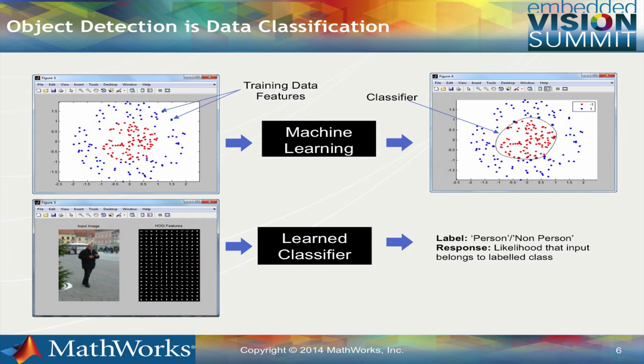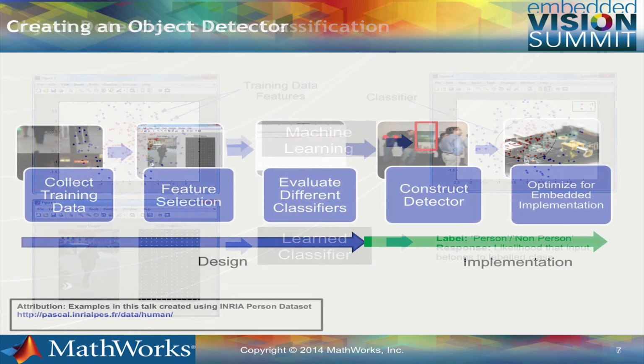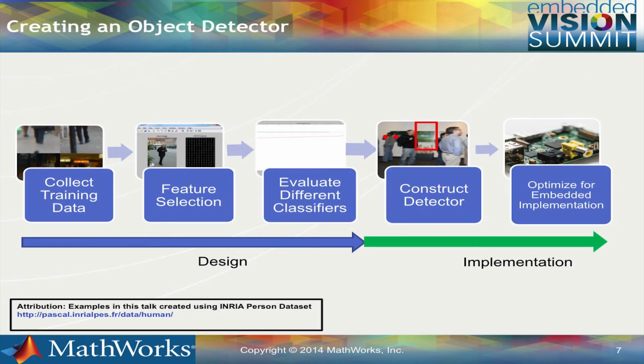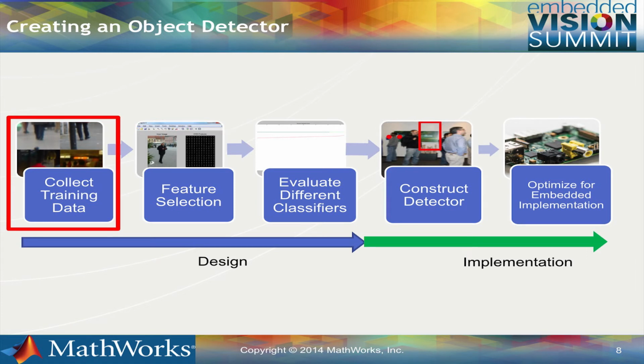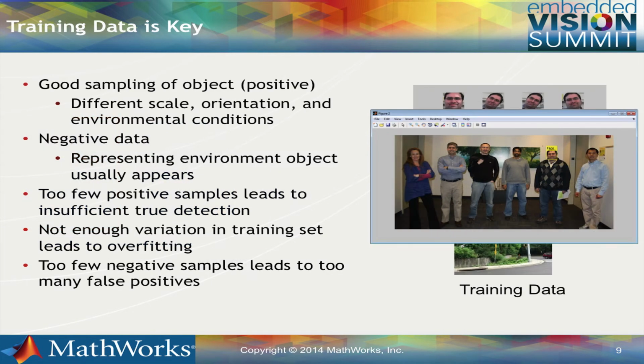Now, there are already five steps if you did want to create an object detector. And I'm going to talk briefly about each one of them. Now, the first step is probably the most important step, and it's probably going to take the most time because a lot of the work in here is often manual. And that is collecting training data.